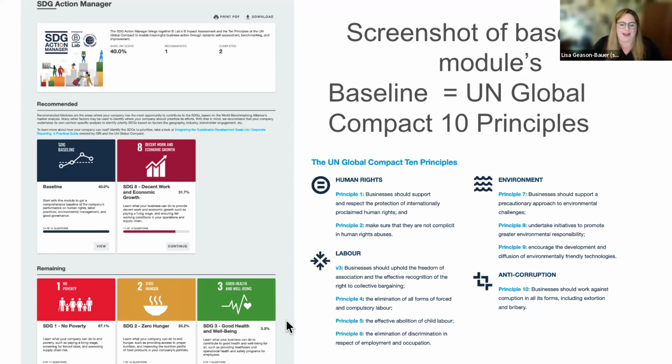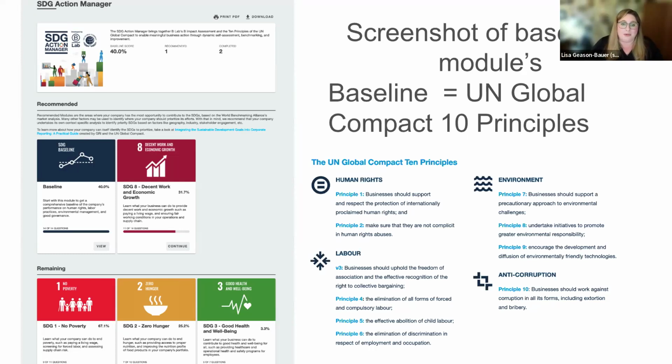You should then pick out which SDGs are material to your organization. So for example, for Evolution Marketing, decent work and economic growth was very material to Evolution Marketing when I completed this in 2019. I didn't feel that no poverty, zero hunger, or good health and well-being were as material to my business because we are a small consultancy located in Wisconsin.